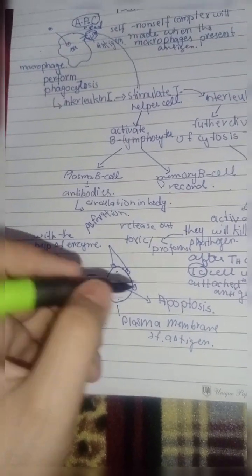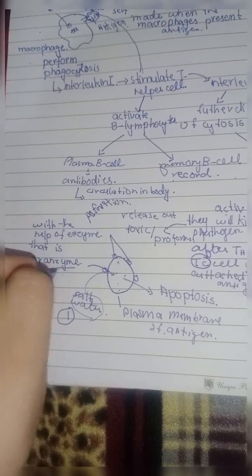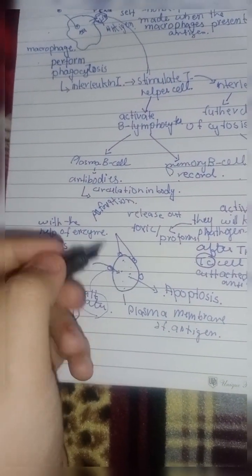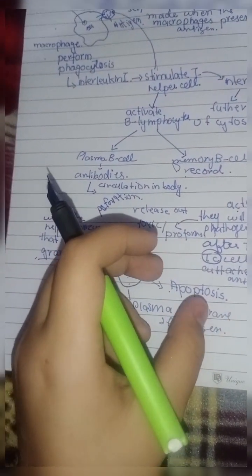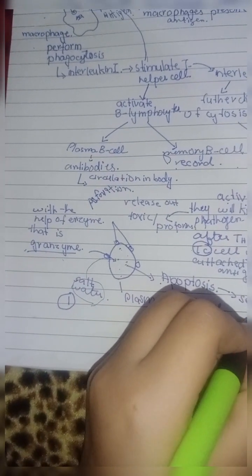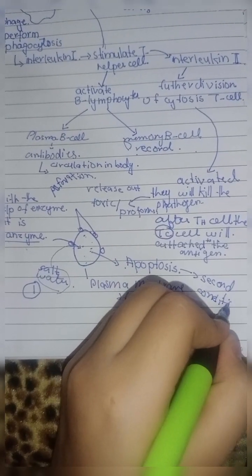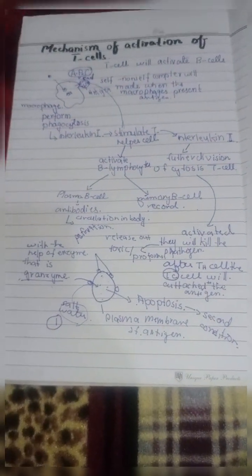But in another condition, it will release granzyme, and with the help of the enzyme it will undergo apoptosis, means it will die, it will kill itself on its own. This is the second condition. Okay, hopefully it's clear to you.